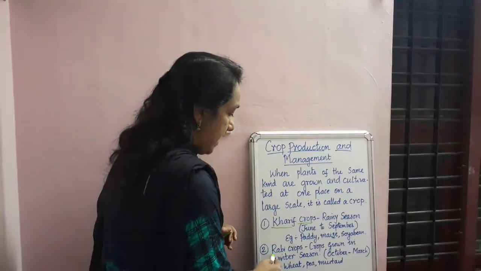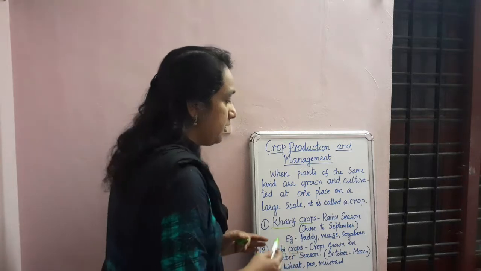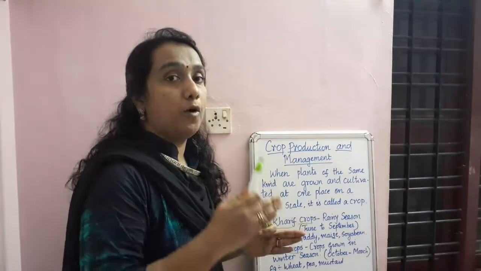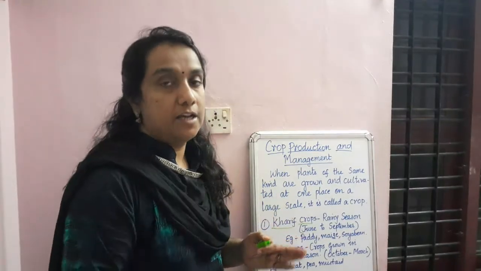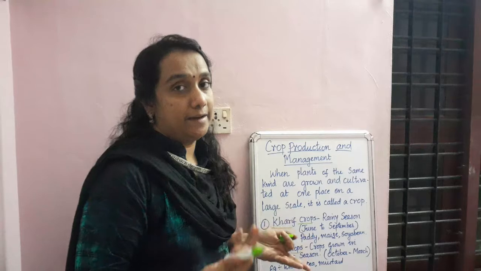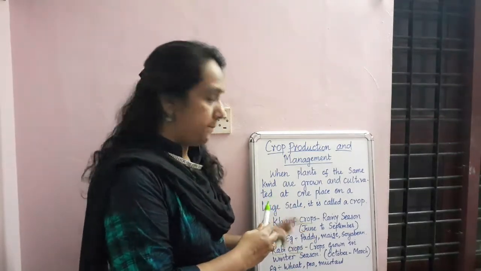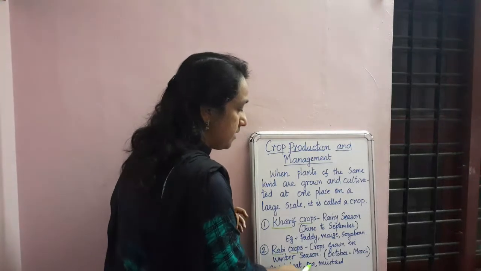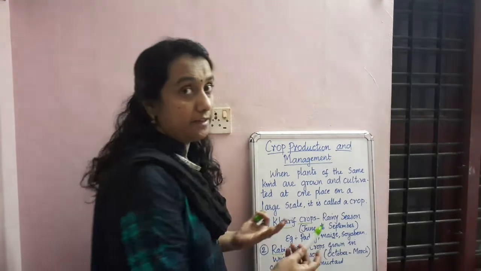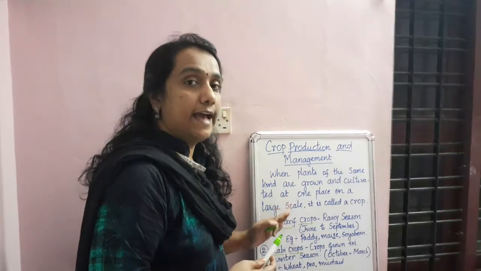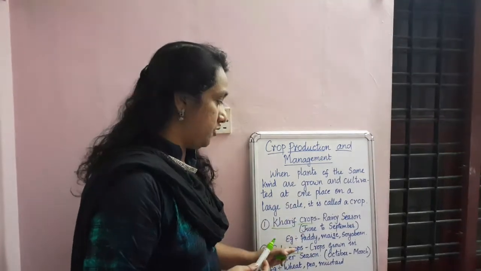The next one is rabi crops. The rabi crops are grown in the winter season, from October to March. These crops do not need that much water. So this type of crops is known as rabi crops. Examples are wheat, pea, mustard, and many other crops. So basically the crops are divided into two: kharif crops and rabi crops.